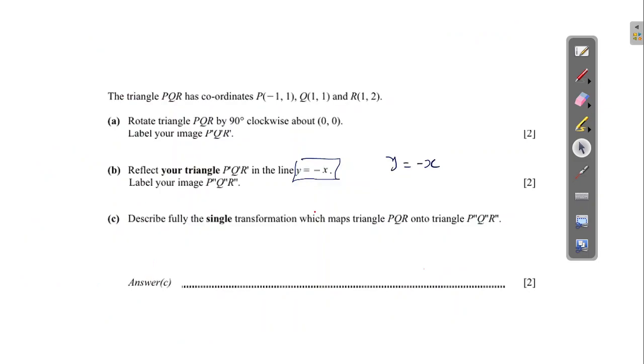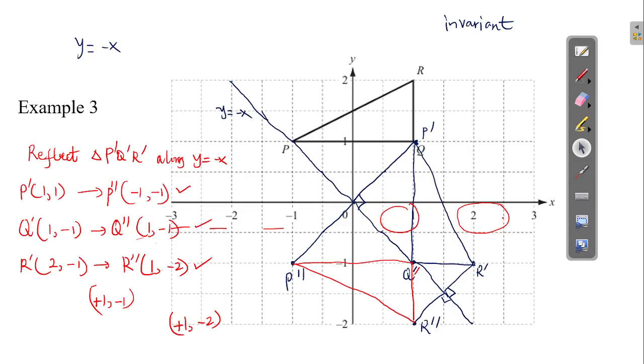Now for C, you say describe fully the single transformation which maps triangle PQ arrow to P prime prime, Q prime prime, arrow prime prime. So which means I'm looking for the single transformation that will map this first object, triangle PQ arrow, to this final image. You get? If you look carefully, you see that there is a flip here, and that flip is reflection. So triangle PQ arrow has been flipped.